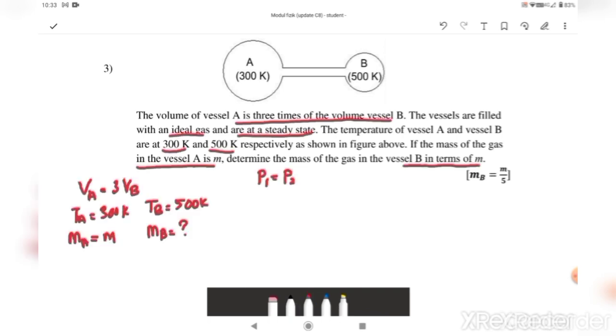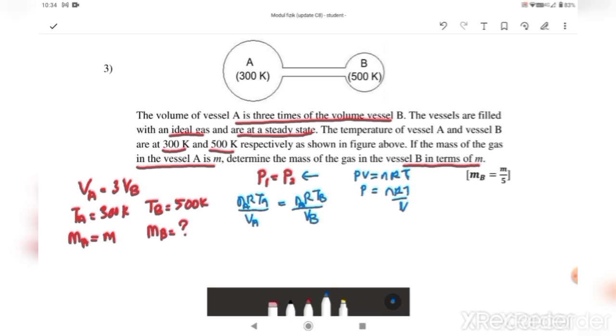So we have P, V, T, and also M. The related equation we can use is PV = nRT. We can start our solution from here. P1 is equal to P2. So rearrange the equation, letting P become the subject: P = nRT over V. Substituting this equation, we have nA R TA over VA is equal to nB R TB over VB.